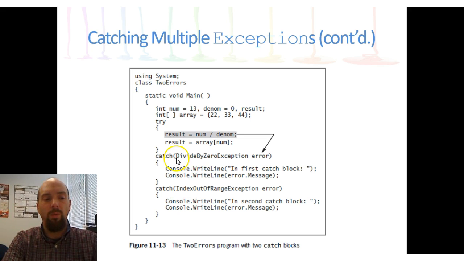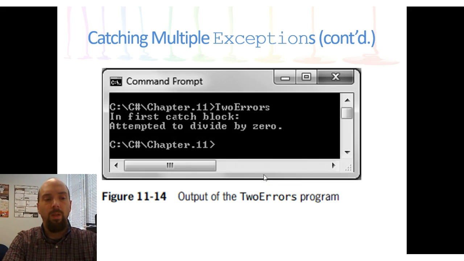You'll see that we have the divide by 0 exception, which we're calling error. And then here we have the index out of range exception, which we also call error. Depending on which one we cause, if we divide by 0 or go out of range, it goes to the appropriate catch block, and no matter what, it would always call it error. So here we try to divide by 0. The system knows that it's a System.DivideByZeroException, so it immediately goes to this section of code and says "in first catch block" and then error.message, whatever the message is. So we get something like "in first catch block, attempted to divide by 0."